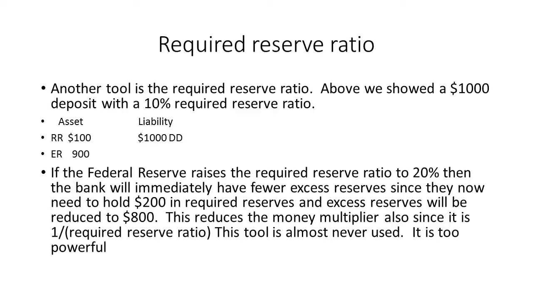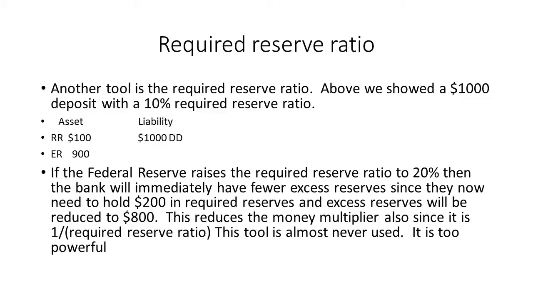Another tool is the required reserve ratio. Above, we showed a $1,000 deposit with a 10% required reserve ratio. So here we have a $1,000 demand deposit, $100 required reserve, excess reserve of $900. If the Federal Reserve raises the required reserve ratio to 20%, then the bank will immediately have fewer excess reserves, since they now need to hold $200 in required reserves, and excess reserves will be reduced to $800. This not only reduces the excess reserves instantly, it cuts the money multiplier in half.